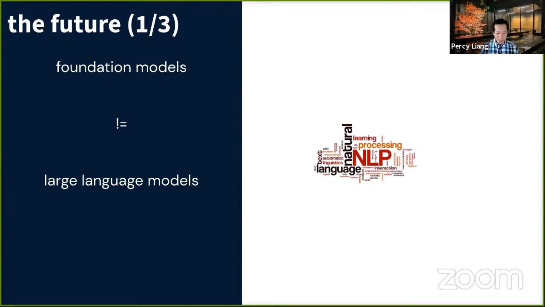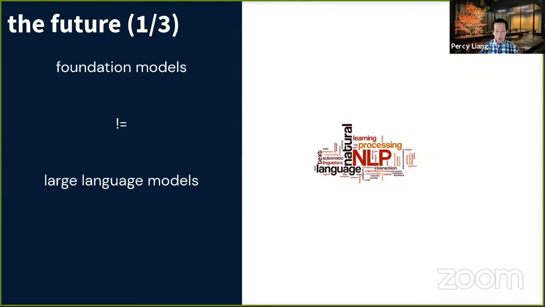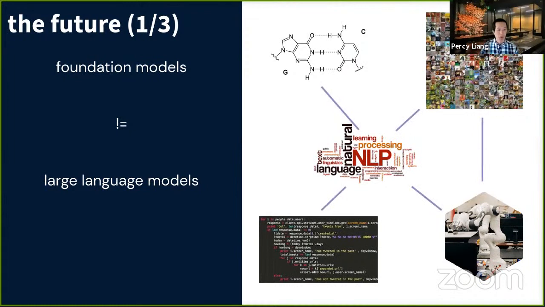First one, again, foundation models are not large language models. They started in text, just like deep learning started in computer vision, but now we have foundation models that are trained over a number of different modalities, and moreover, multimodal models, which is natural given the homogenization here.